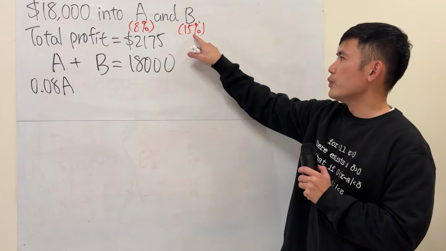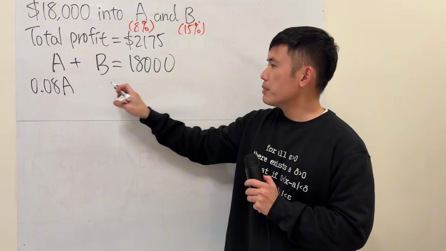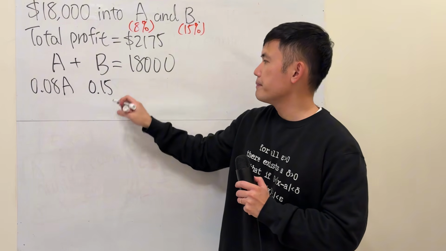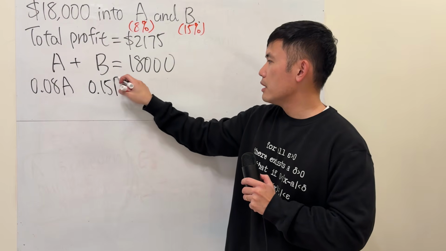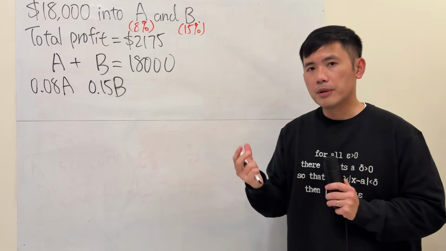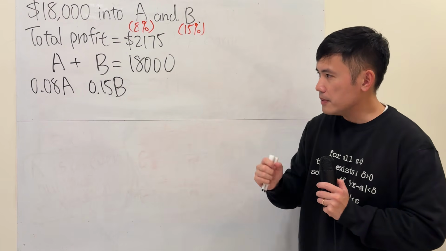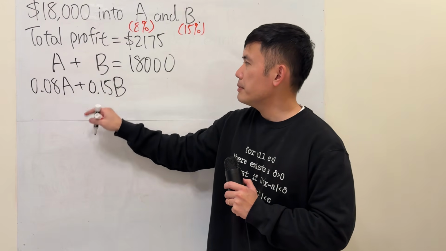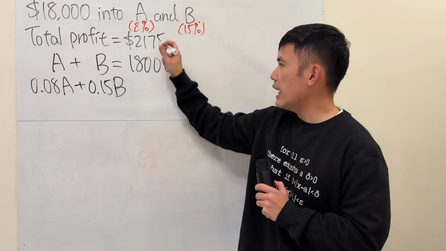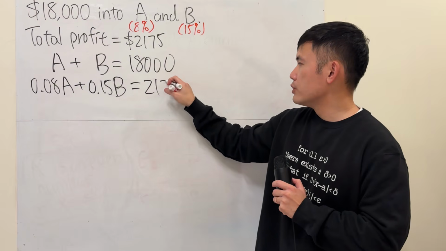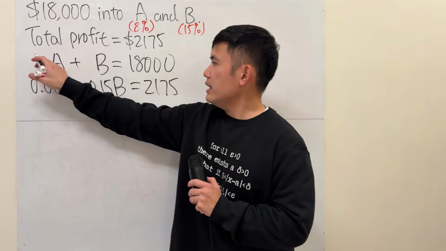And similarly, 15% is the same as 0.15. Take that, multiply by B. That gives us how much money we made from stock B. And when we add them up, that will give us the total profit, which is $2,175. And there we have it.